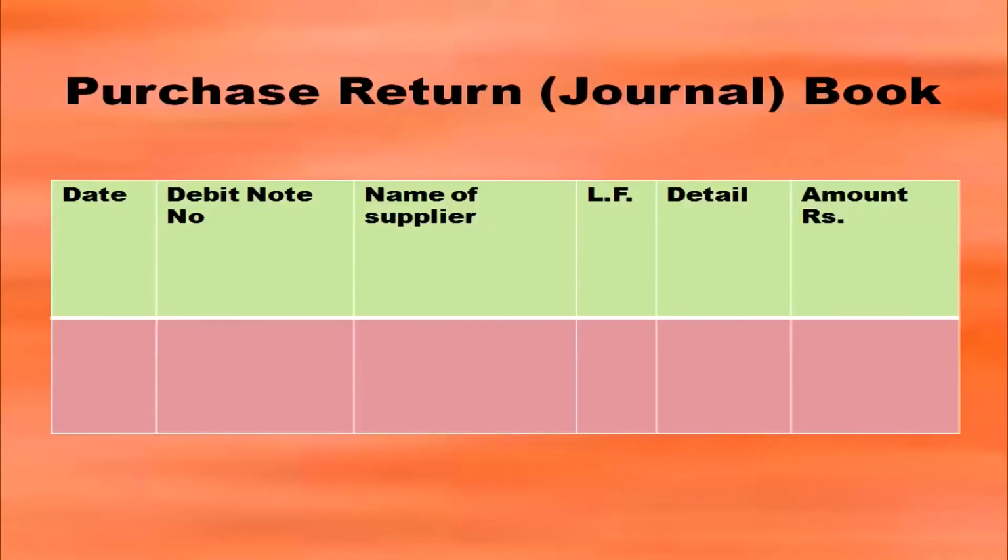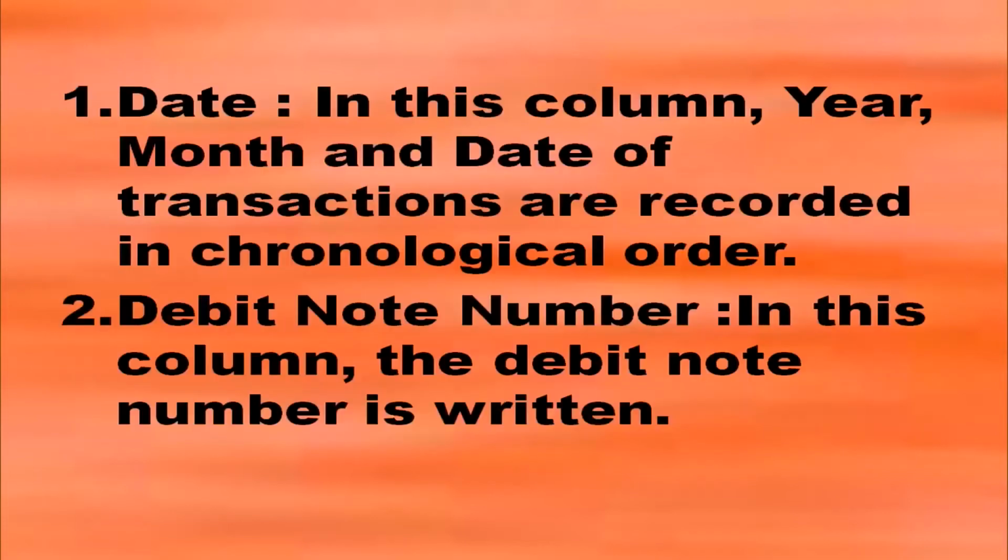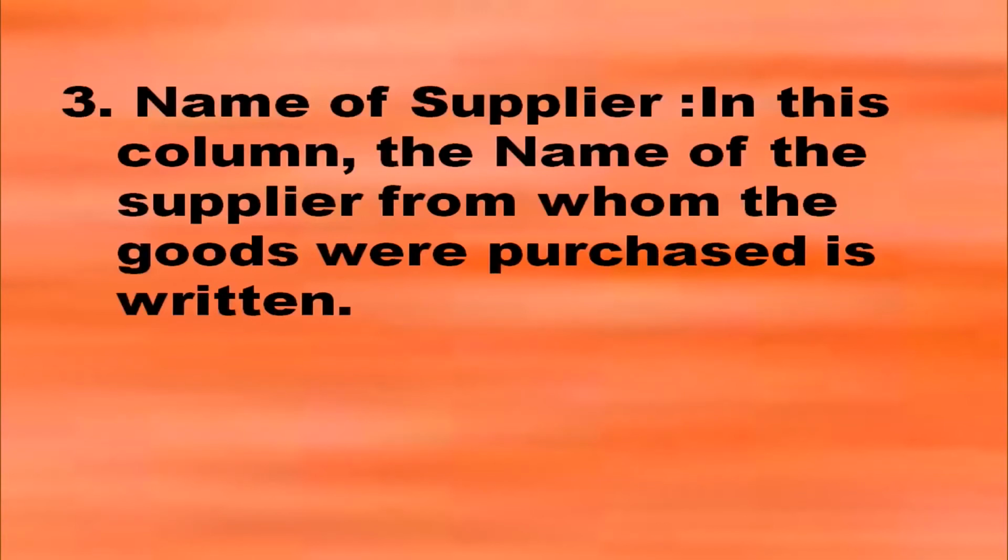Purchase returns journal or purchase returns book also has a format, that is with date, debit note number, name of supplier, ledger folio column, details and amount column. Date: in this column, year, month and date of the transactions are recorded in the order of occurrence, that is in chronological order. Debit note number is written in the debit note number column. Name of the supplier is the third column. In this column, name of the supplier from whom the goods were purchased is written.